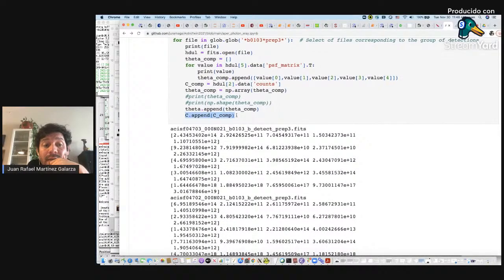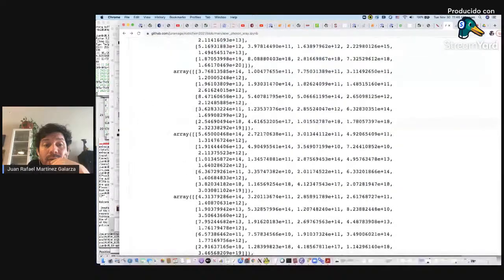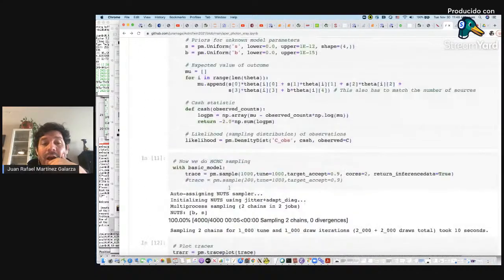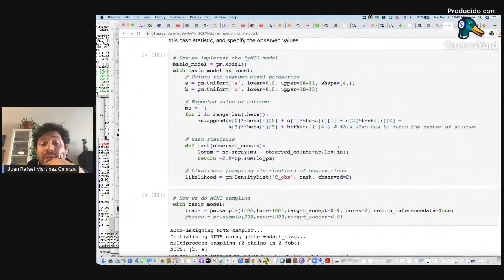So if you see, I think I've printed C at some point. Yes, C here. These are what? These are the counts that I have counted coming from each source, right, in each of the apertures that I am considering. So for the 10 observations I have, the first observation has 16 counts. The first aperture has 6 counts. The second aperture has 3 counts. The fourth has 5. The fifth has 5. And the background has 189. In the second observation of the same region, these are the counts, et cetera, et cetera. So I provide that to the model as the observed values.